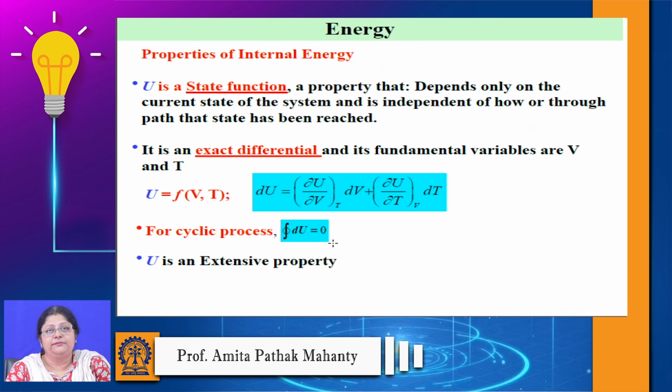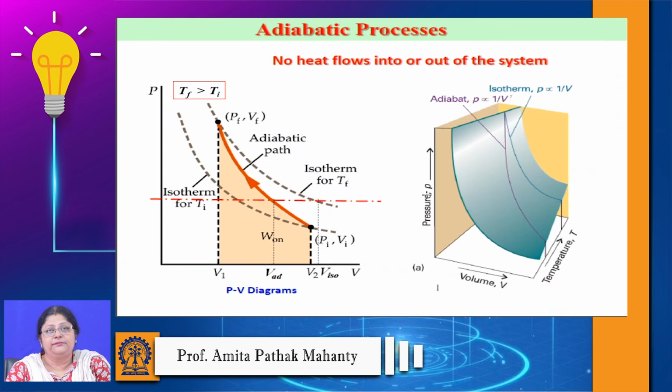Since it's a state function, the integral over a cycle will be equal to 0. Now, I have discussed the exact differential in great detail in the last class. So when you are having a function like U, the fundamental variables of U are volume and temperature. If you want to write down the total differential, it's a state function, so you should be able to write it down. The total differential of U equals how U is changing with volume at constant temperature into the volume change, plus how U is changing with temperature at constant volume into the temperature change. So this is what we are having.